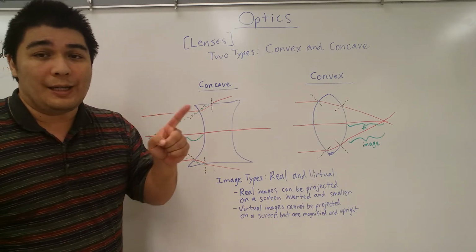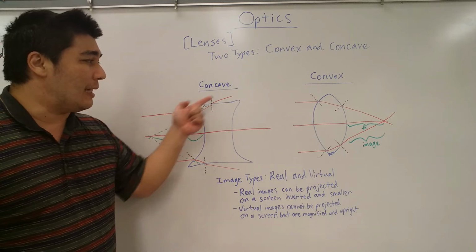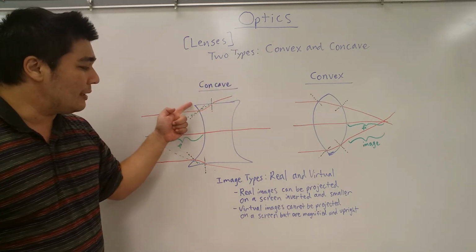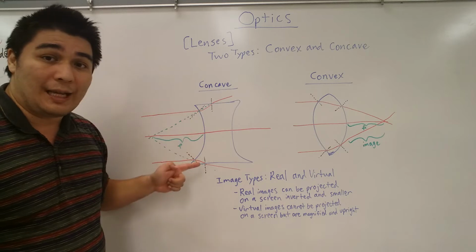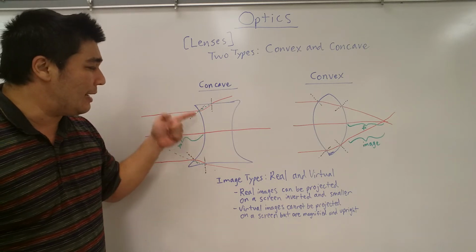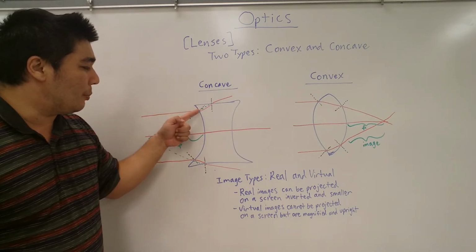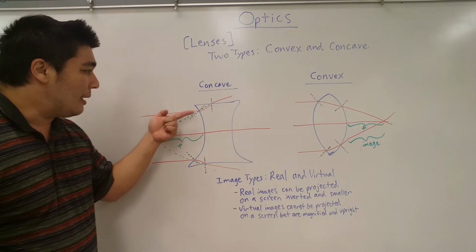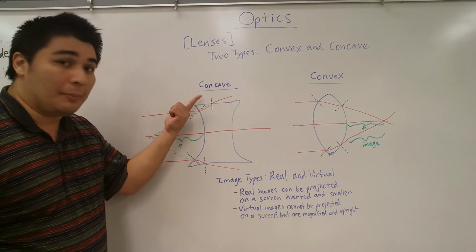Now, the whole reason that this light starts to diverge out this way is because of the geometry of this lens. Because it is concave, bending towards the normal, which points inward like this, means that it's going to bend up.